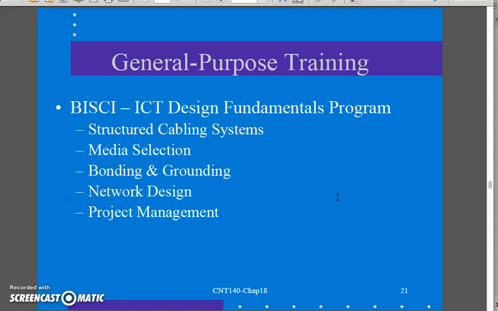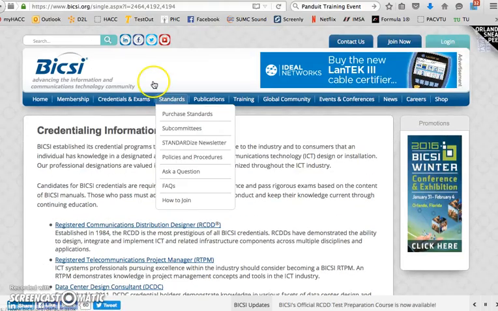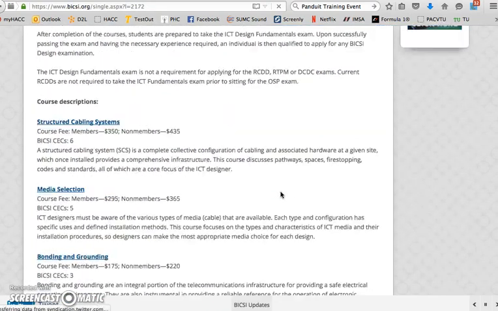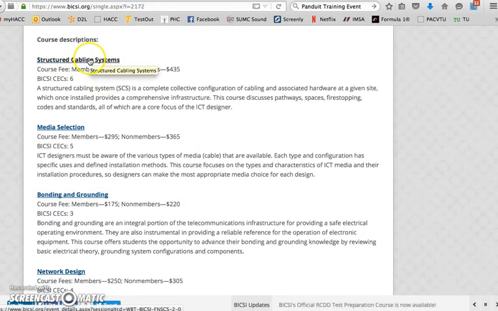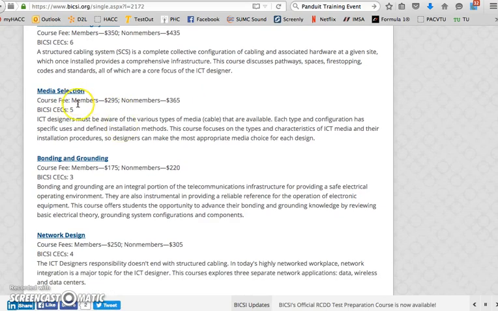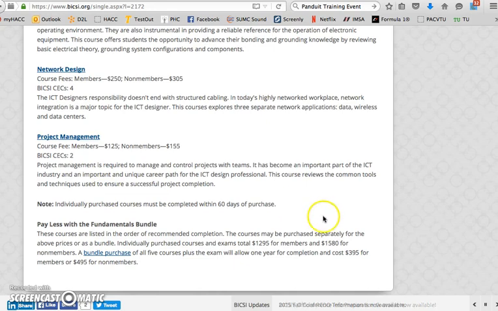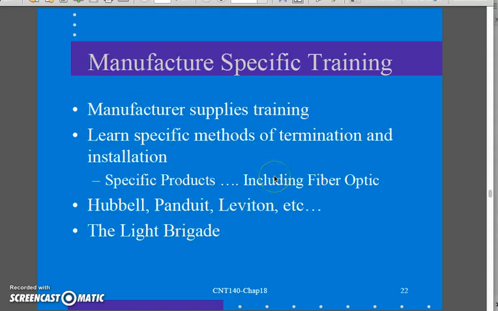They also have a design fundamentals program, the ICT design fundamentals program, that goes through structured cabling, media selection. Actually, I'll pop it up right here. Here's their fundamentals program. If I pull this up, this walks you through structured cabling systems, that's what you guys are learning, media selection, bonding, grounding, network design, project management. We've touched on almost all of those as the semester has gone on. So they have another program in that.